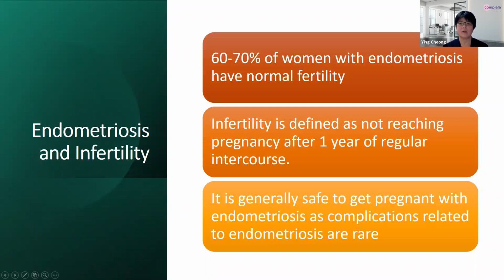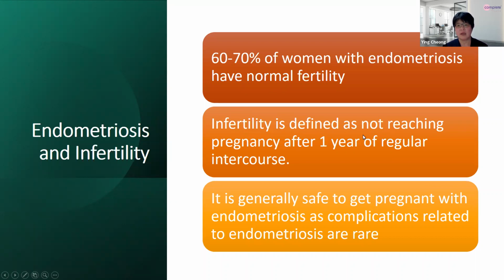And many certainly complain of fatigue. So in terms of endometriosis and infertility, you can see here the three main points. 60 to 70%, or quite a vast majority, of women with endometriosis will have normal fertility. So having endometriosis doesn't automatically make someone infertile. That's really important to remember.